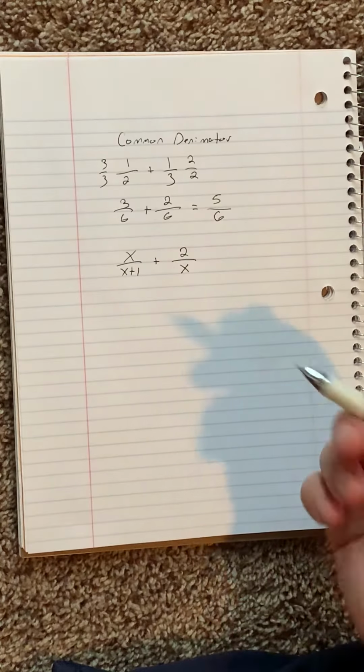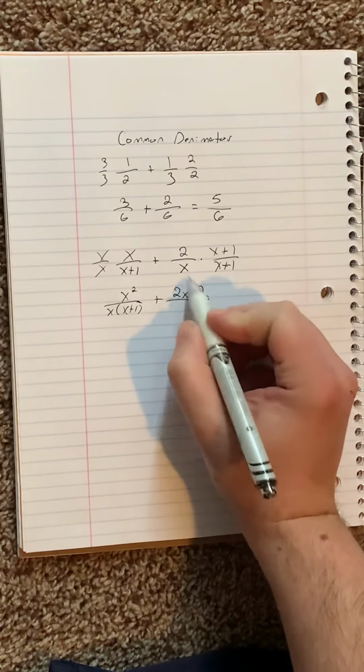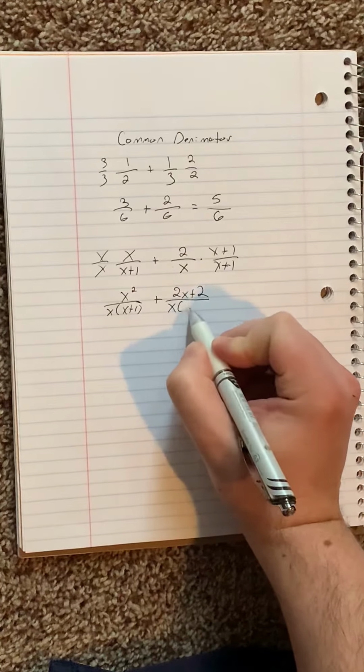Now, I'm not going to multiply my denominator out. x times x will be x squared. My denominator, I'm just going to leave as x times x plus 1. I'm not going to multiply that out. The numerator, I will distribute, making that 2x plus 2. But again, my denominator, I'm just going to leave like this. Now my denominator is the same. When I add these, I don't have any like terms up here. Sometimes you will, sometimes you won't. And so this is x squared plus 2x plus 2 all over x times x plus 1.